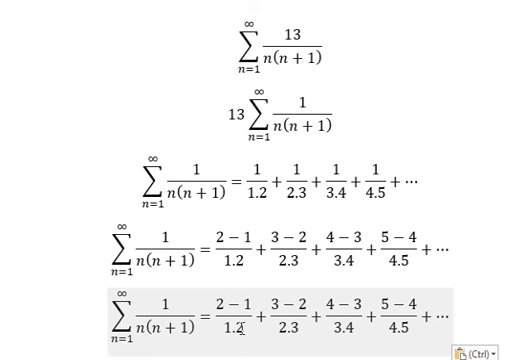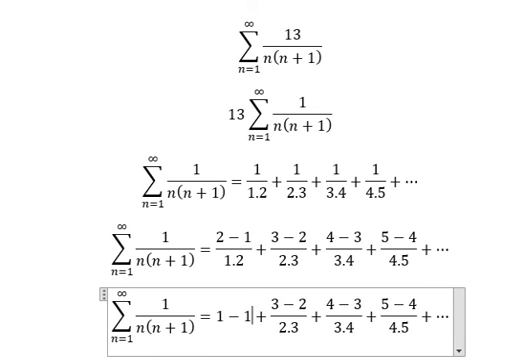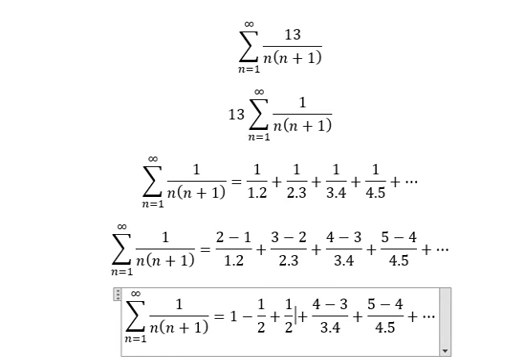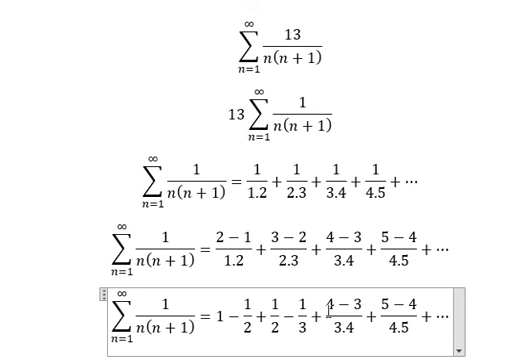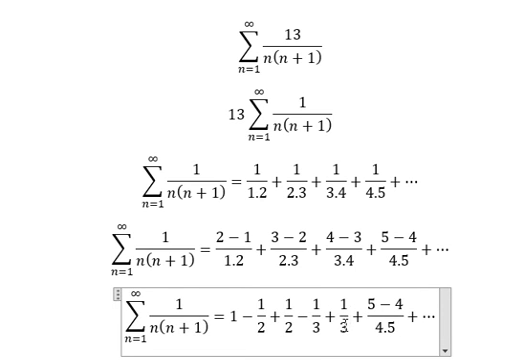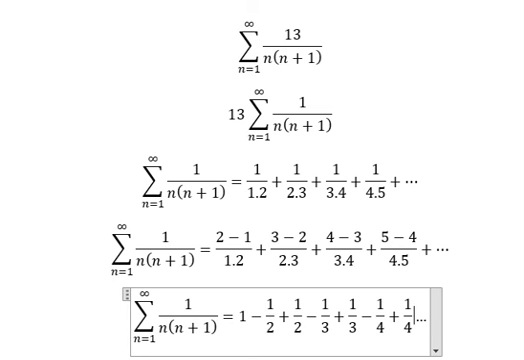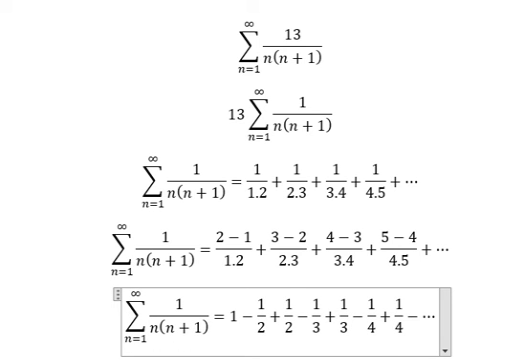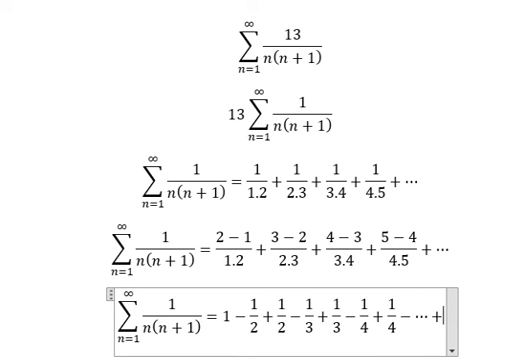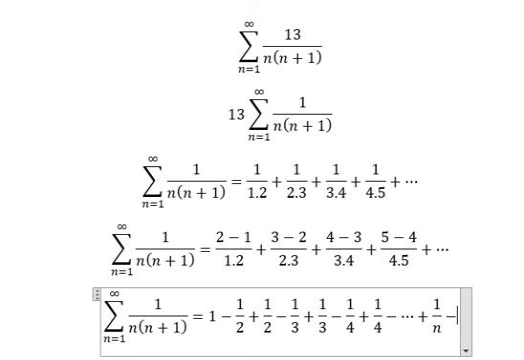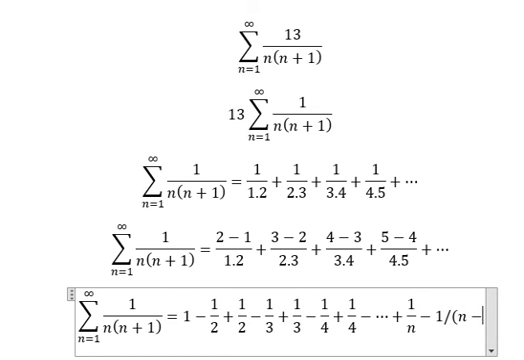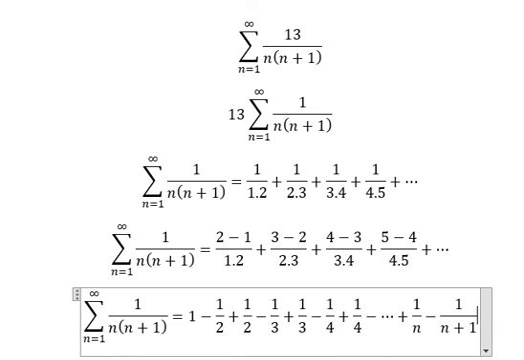So 2 divided by 2, 1 divided by 1. So we have 1 minus 1 over 2. 3 divided by 3, 2 divided by 2. So we have 1 over 2 minus 1 over 3, and so on in here. So until we have 1 over n minus 1 over n plus 1.